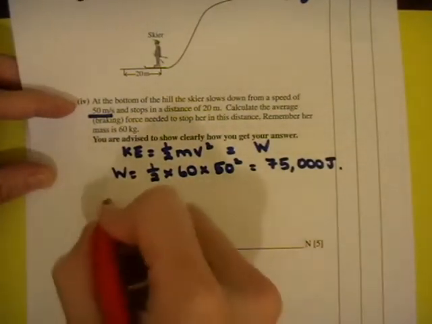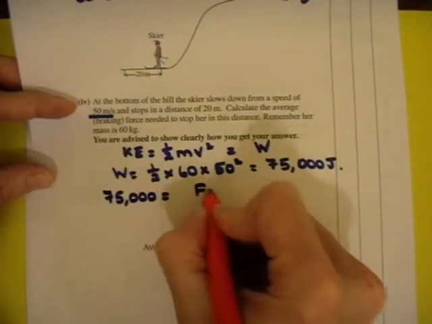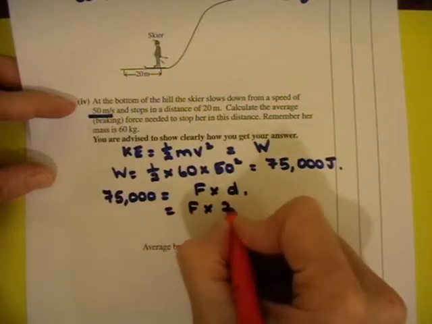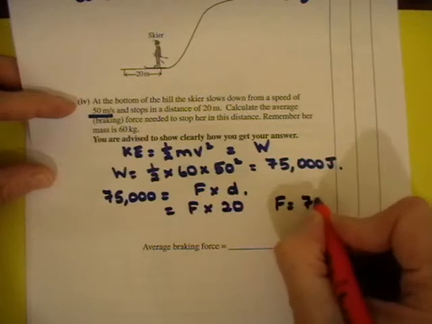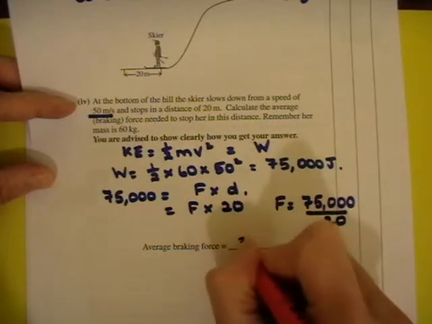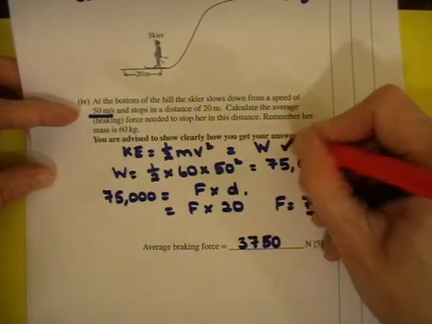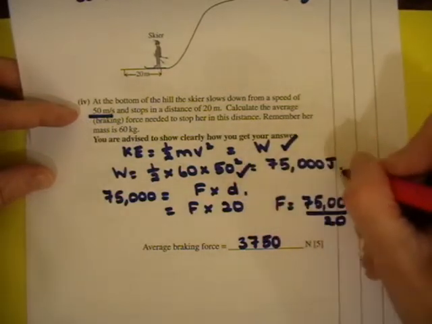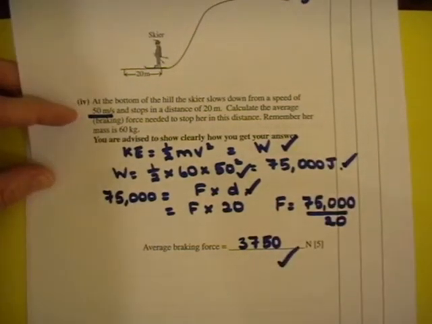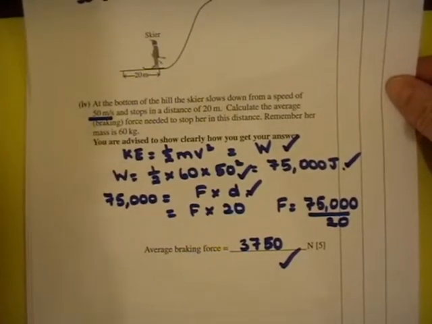So work is force by distance. So we're saying 75,000 is equal to force by distance. We're looking for this force. We know that the distance is 20 metres it takes her to stop. And so F is equal to 75,000 divided by 20, and the answer is 3,750. So there's 5 marks there. There's a mark for saying that work is equal to force by distance, and then a mark for your final answer. So that's a fairly stiff question too, and it's worthwhile maybe going over that a couple of times till you're sure what you're doing there.